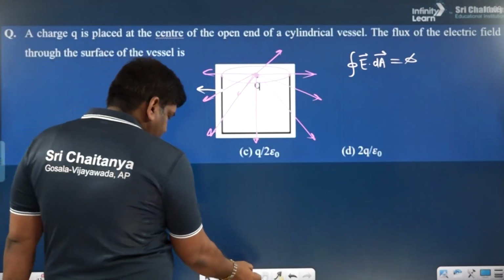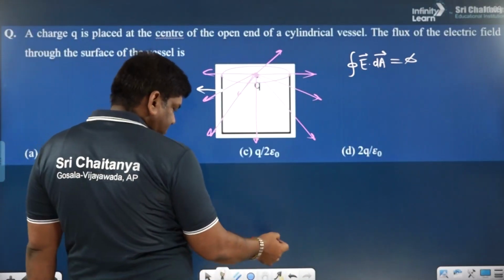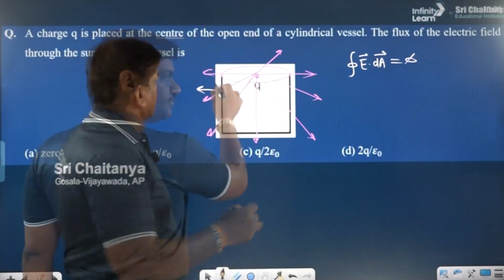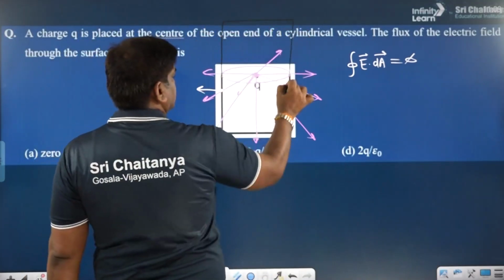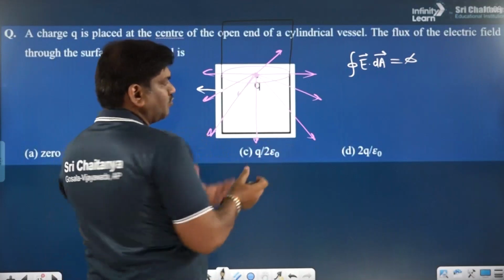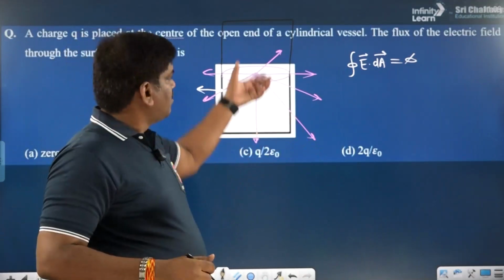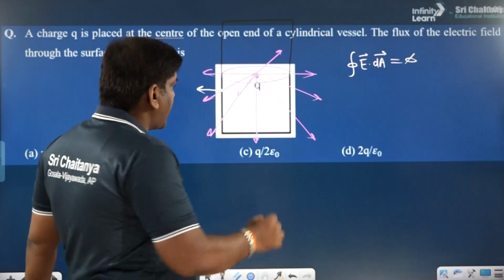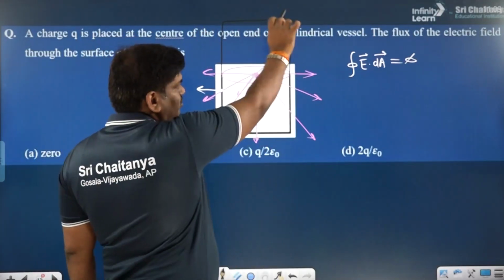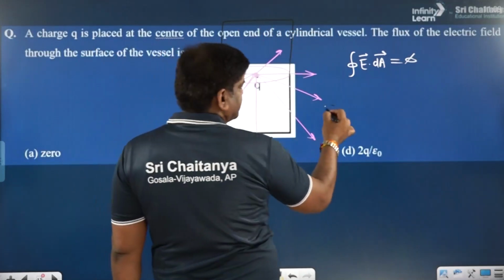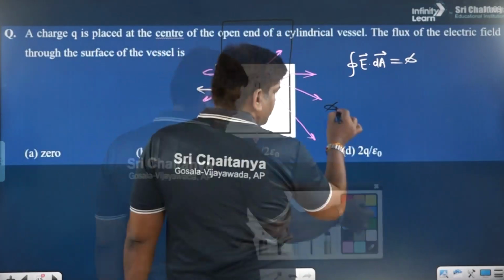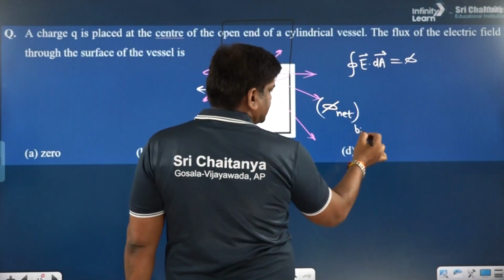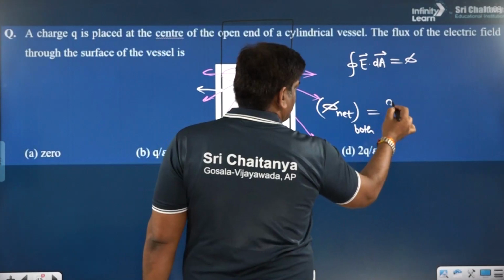Think about it, suppose the same symmetrical vessel is there, and I just put it on the top of it like this. Okay, so two vessels are there now, one below and one above. Then exactly the charge will be at the center, and I can say the total flux which is passing through these two vessels is, by using the Gauss law, Q inside by epsilon naught. So net flux through both the vessels will be nothing but Q by epsilon naught.